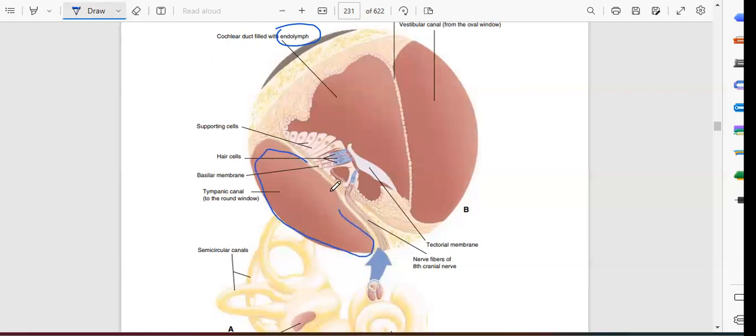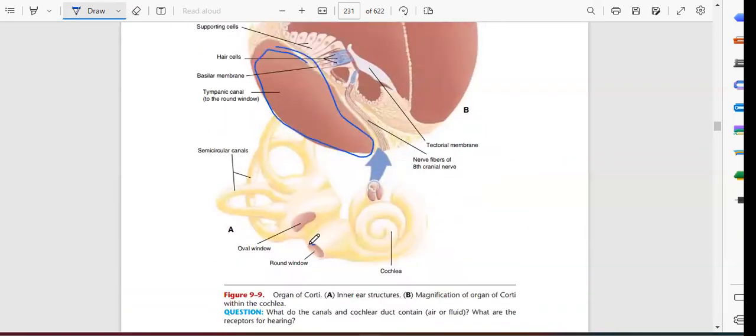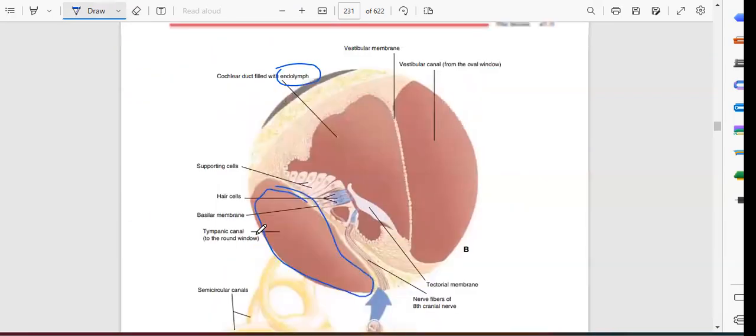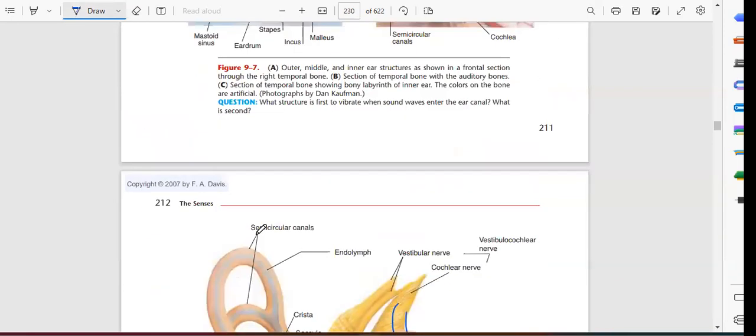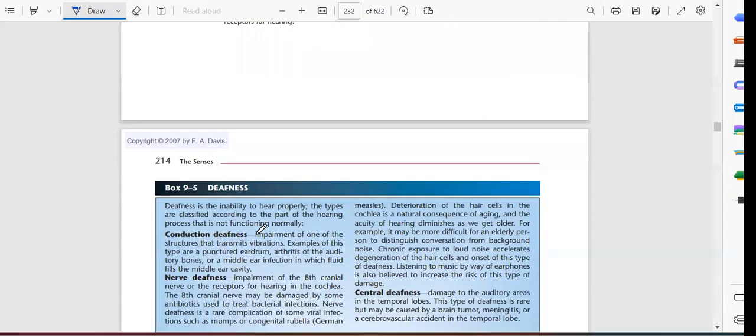This is the round window, you can see that. From that area we will release the pressure. This is the God-gifted mechanism maintained by our body. So this is how we hear.